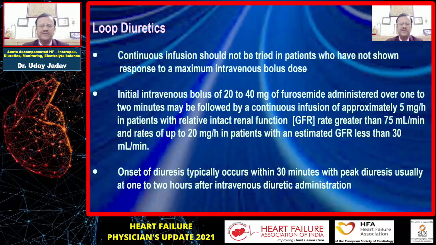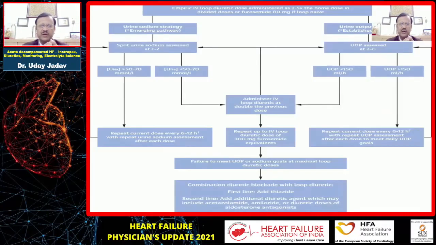After a bolus dose, a continuous infusion of 5 milligrams per hour is good in patients with intact renal function. But mind you, once the GFR goes down, you can actually increase the rate of the furosemide infusion, and it helps. Within half an hour, you should expect a peak diuresis once it starts, and over a period of 2 hours, it does get established very well.